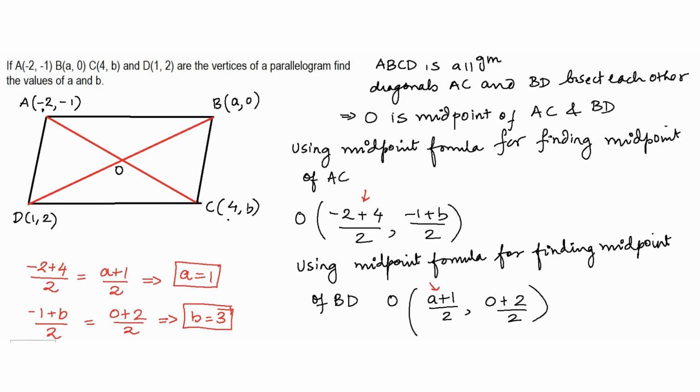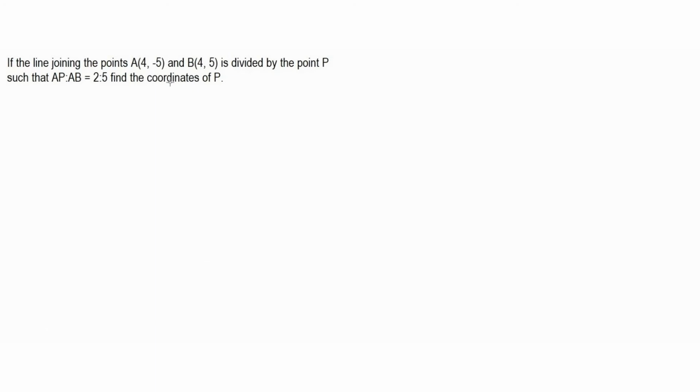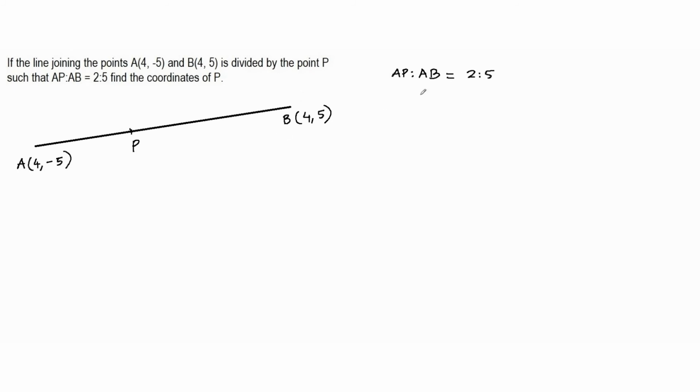Moving on to the next question. Let us consider the following question. If the line joining the points A of (4, -5) and B of (4, 5) is divided by the point P, so there's a point P somewhere here, such that AP is to AB. Here be careful, it is AP is to AB, it is not AP is to PB. They have given AP is to AB is 2 is to 5.